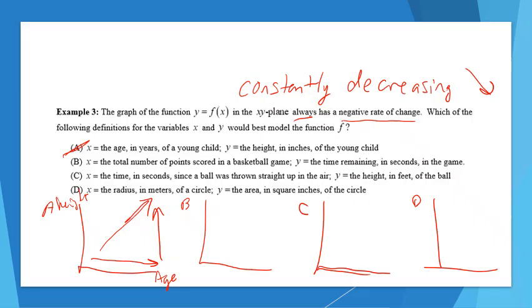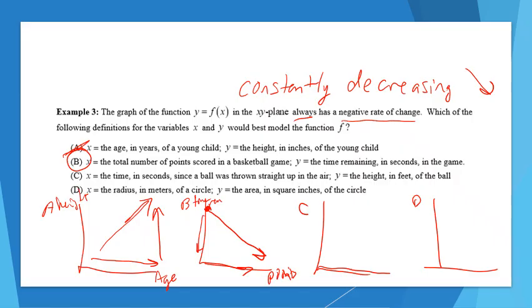B, x is the total number of points scored in a basketball game, and y is time remaining. So you start with the maximum amount of time remaining, and then you go down, and the points keep going up as you go through a basketball game. So that's going to be that type of line, right? It's going to be constantly decreasing, though. At no point will you be going up in points when you increase the time remaining, because you can't add time back onto the clock unless you're like a time traveler, and we can assume that that's not the case here. So B is probably going to be our answer.